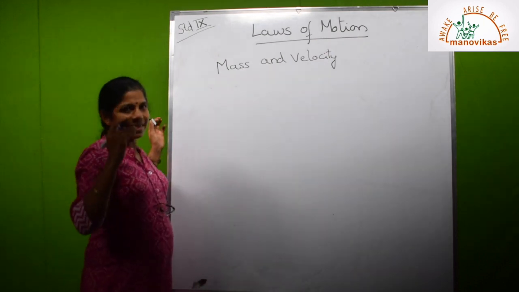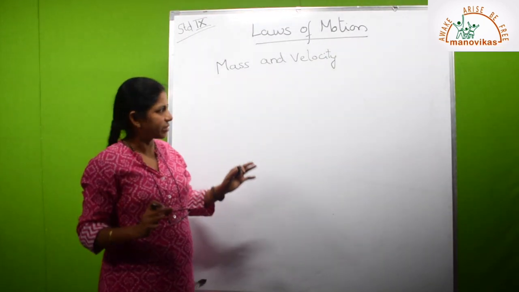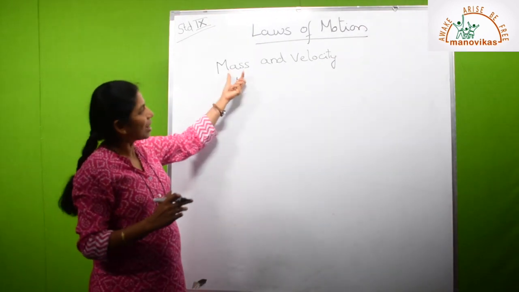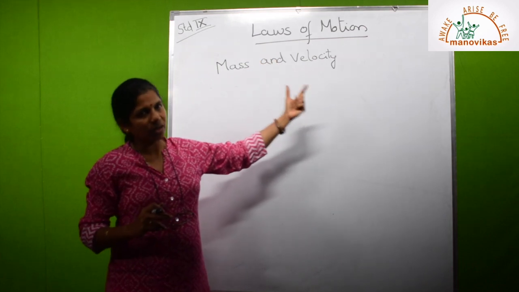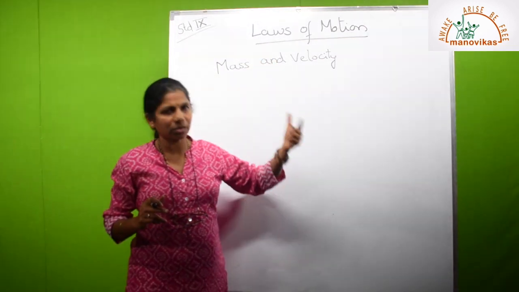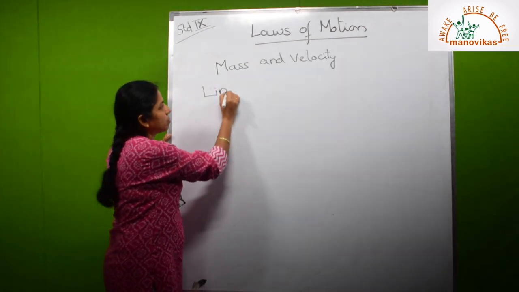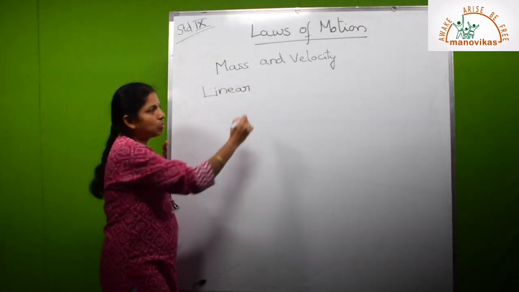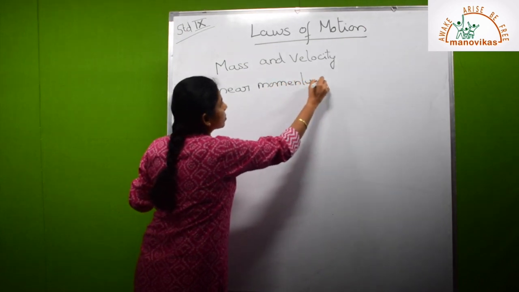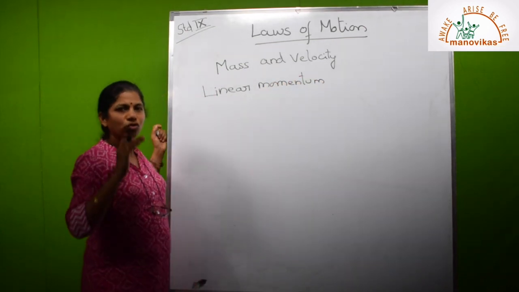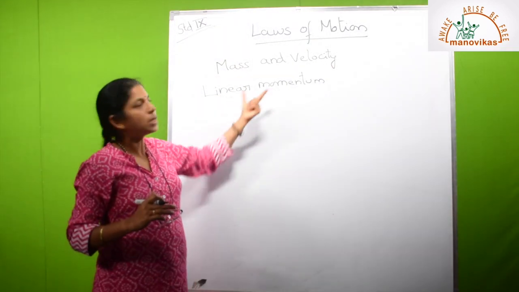So the force needed to stop an object, when you are comparing two objects, will depend on mass or velocity, or both mass and velocity. Here we are going to learn a term called linear momentum. In general it is also called momentum. So momentum means we are talking about linear momentum.